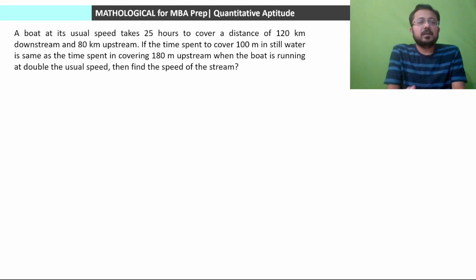Next question. A boat at its usual speed takes 25 hours to cover a distance of 120 km downstream and 80 km upstream. If the time spent to cover 100 meters in still water is same as the time spent in covering 180 meters upstream when the boat is running at double the usual speed, then we have to find the speed of the stream. What will be the speed of the stream?